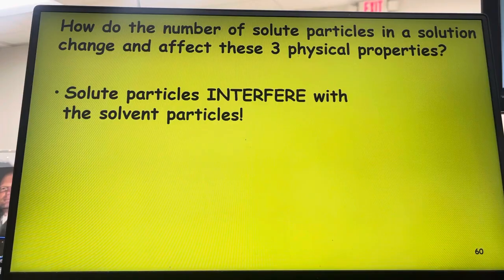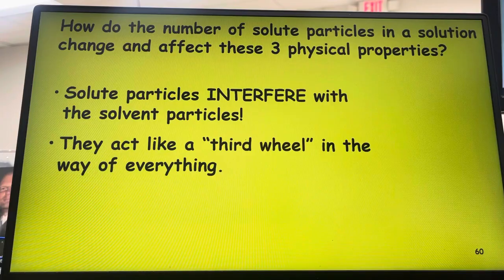See, the solute particles interfere with these physical properties. They interfere with boiling and freezing and vapor pressure. They get in the way. They mess with it. They act like a third wheel in the way of everything. You ever go on a date and the date has to bring along their friend and it's kind of awkward? Yeah, they get in the way like that, okay?